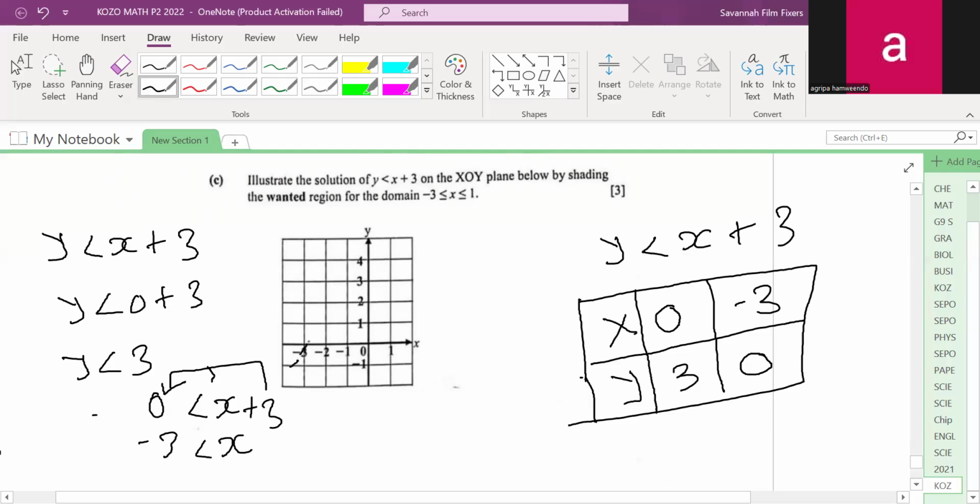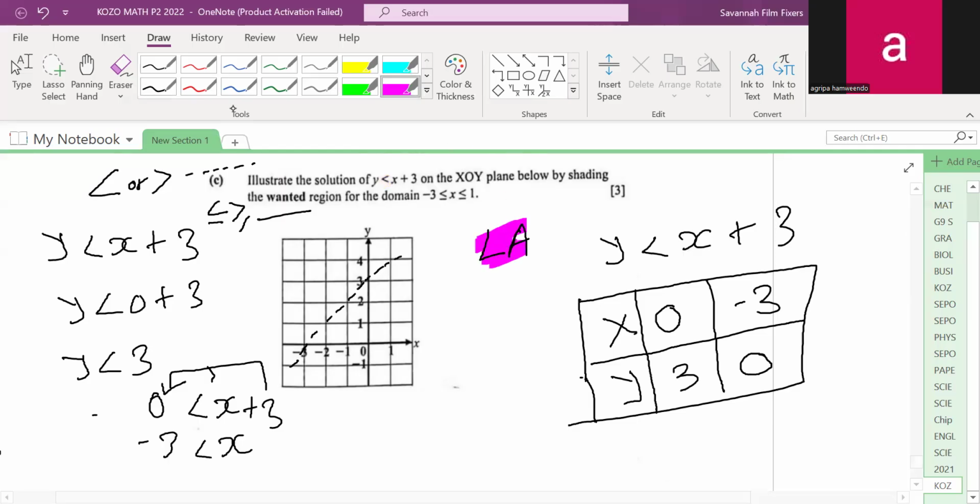So you draw a dotted line here, like that. Why am I drawing a dotted line? Because it's less than. If it's less than or greater than, it will be a dotted line. If it has an equal to sign, it will be a bold line. And if it's less than, you shade above. If it's greater than, you're shading below. So it's less than, the unwanted region will be this side. And this is how you solve this paper.